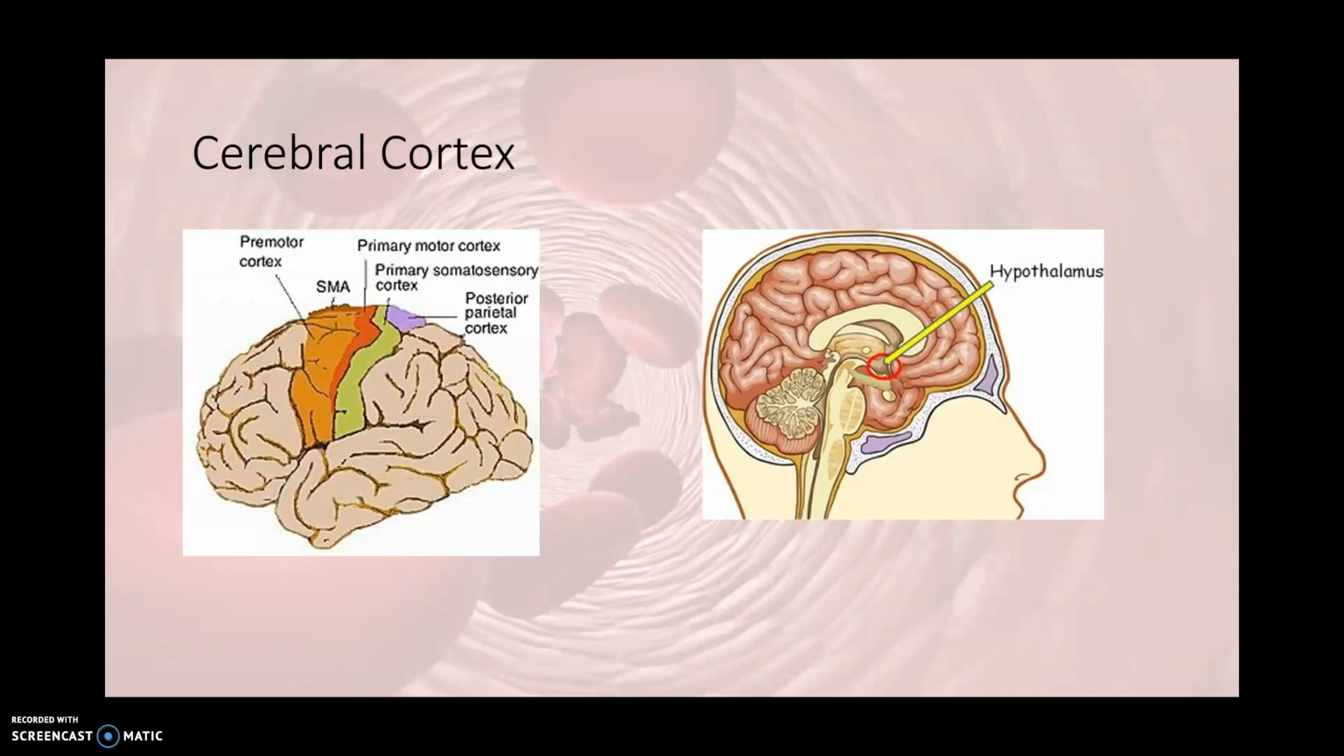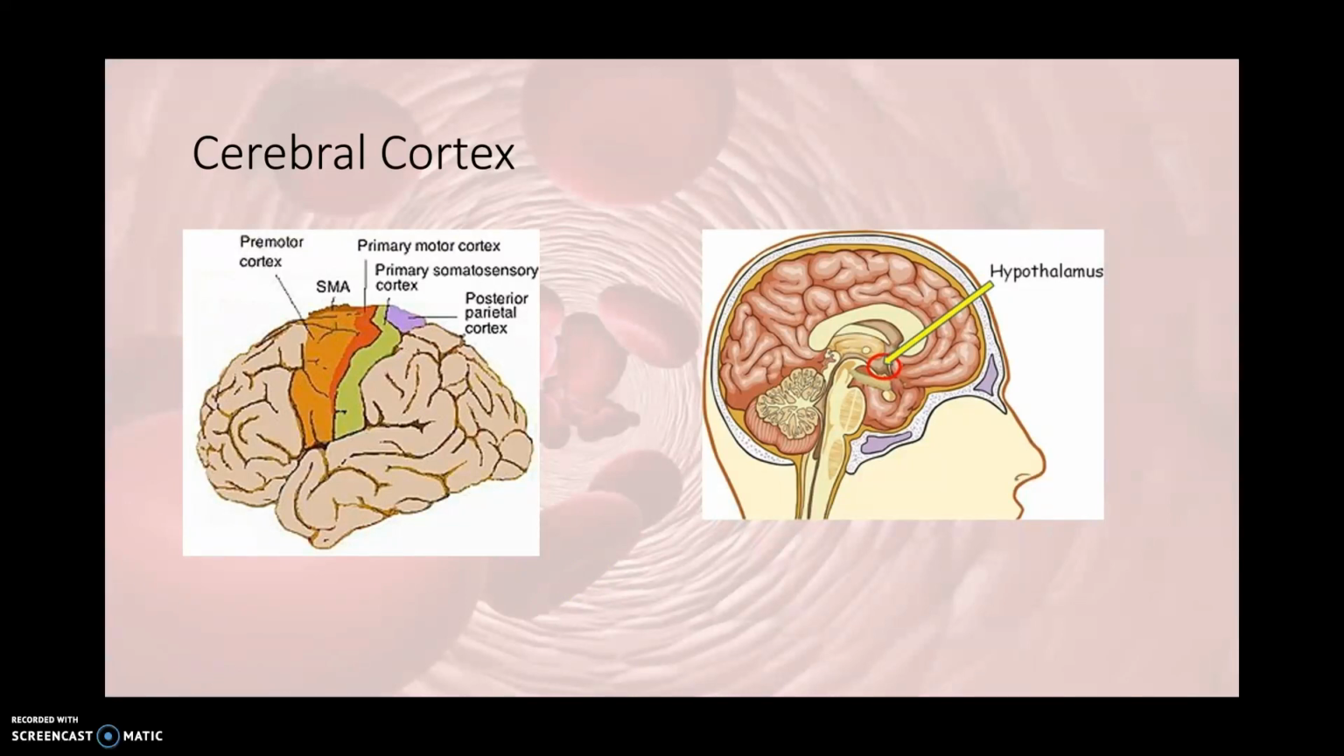So the cortex, right? Our primary motor cortex, our premotor cortex, and our somatosensory area, right? All these areas right here allow us to exercise, right? We talked about this before with regards to motor control. These areas give us that decision, allowing us to exercise.